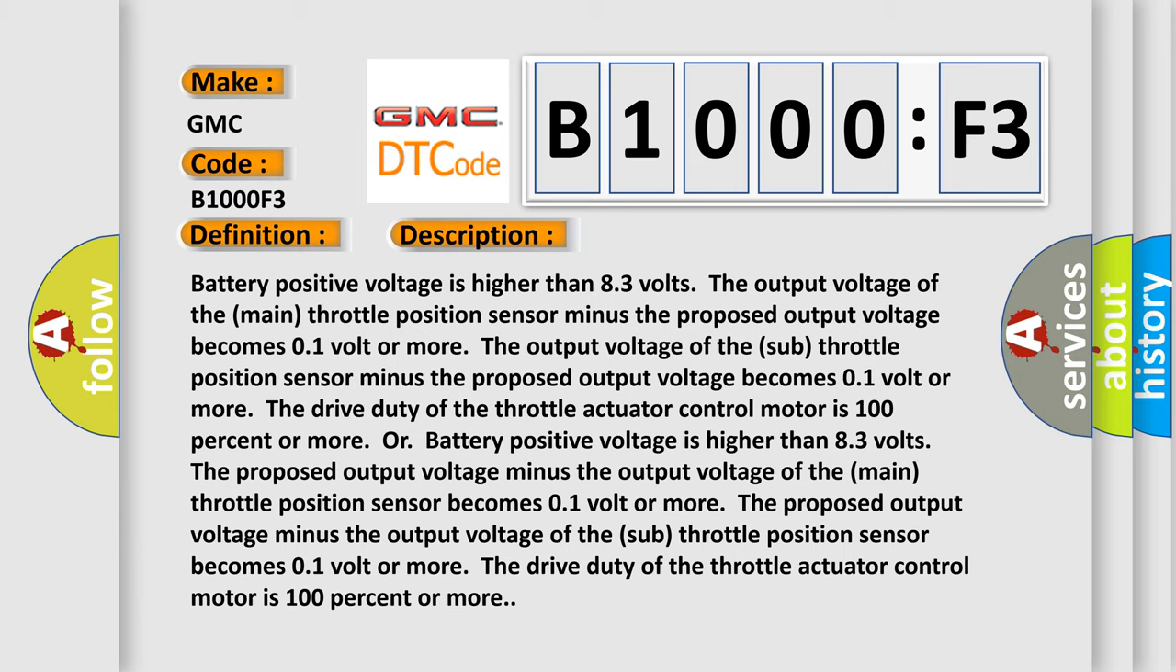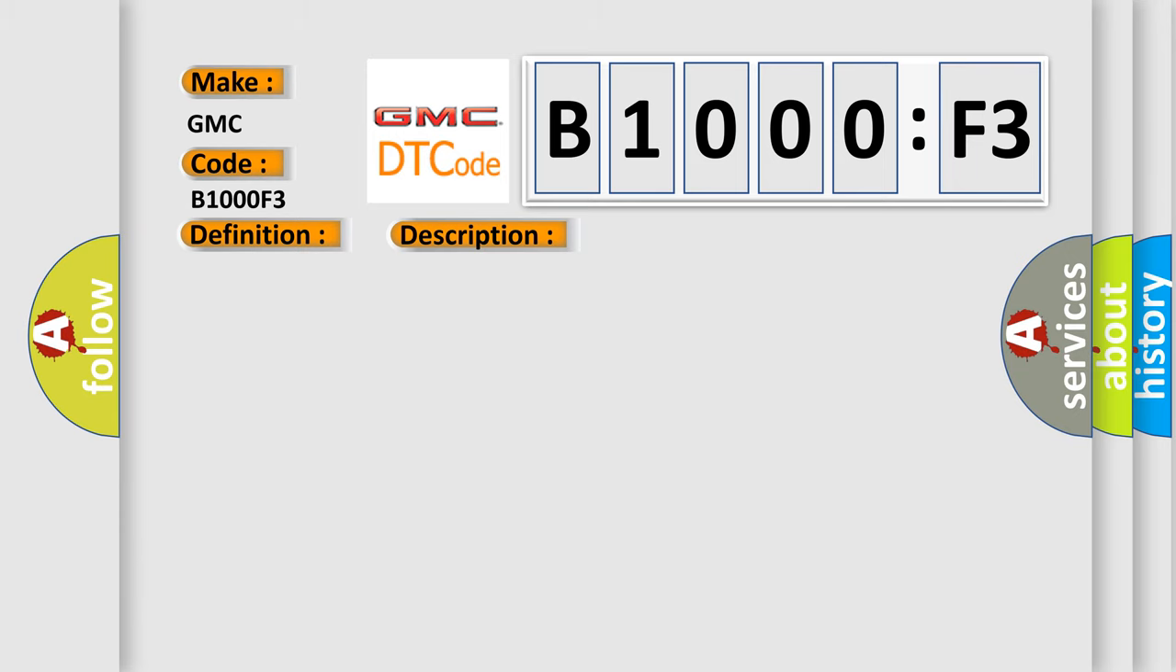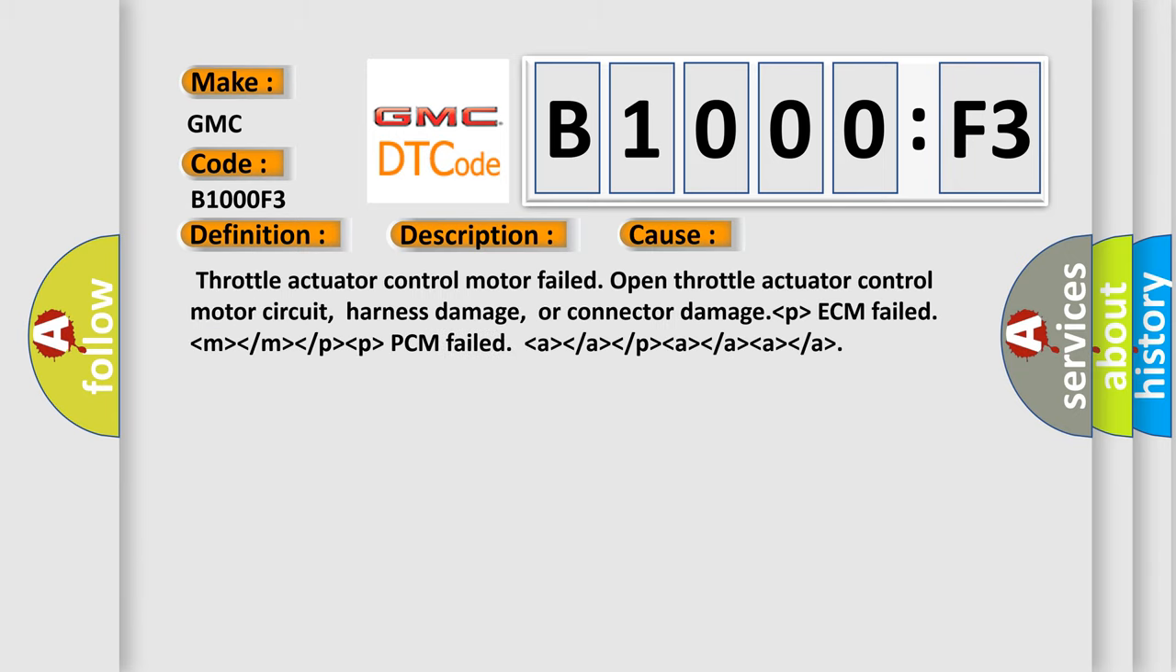This diagnostic error occurs most often in these cases: throttle actuator control motor failed, open throttle actuator control motor circuit, harness damage or connector damage, ECM failed.